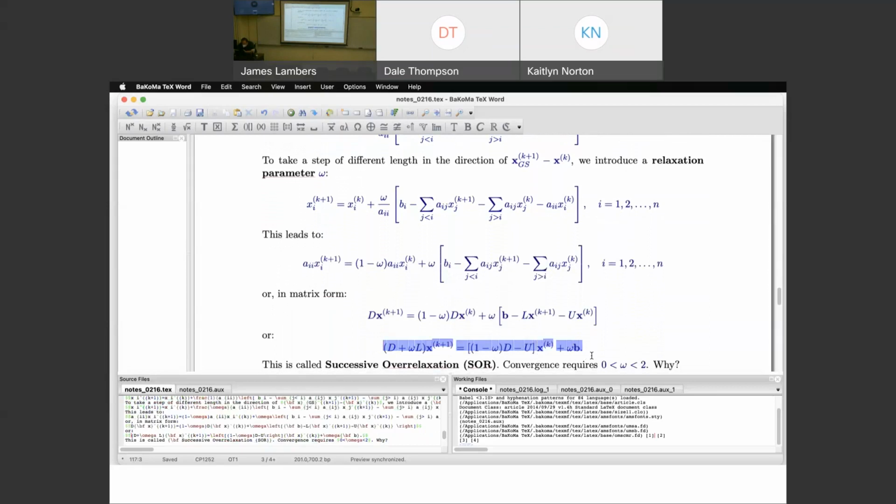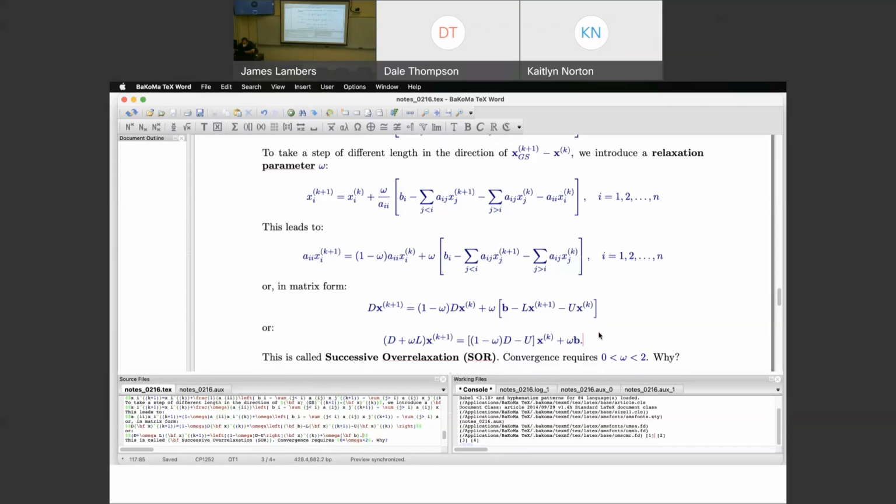it becomes this. So now I have a much different splitting, and I'm solving this lower triangular system. Instead of D plus L, it's D plus omega L, where omega is my relaxation parameter. And then I have this 1 minus omega D over here. Notice also that b is multiplied by omega. And so this is called the method of successive over relaxation, or just SOR.